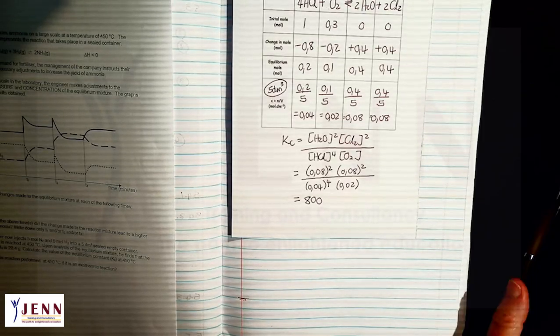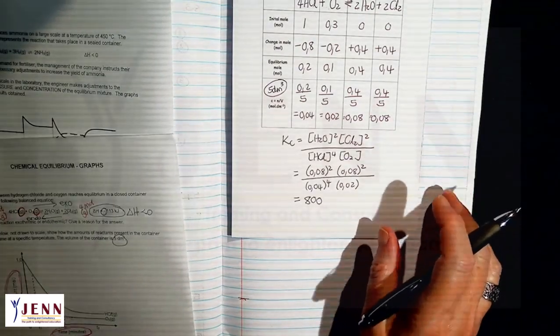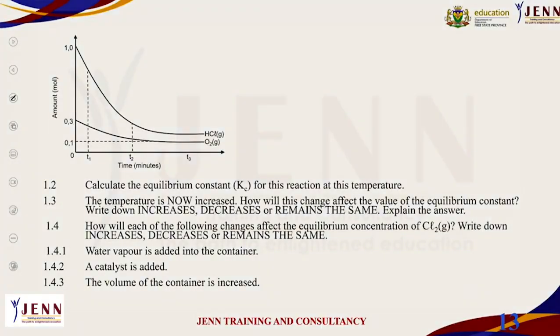Okay, boys and girls, now let's look at the rest of the question. So that was Casey. Okay, that was your table. 1.3. The temperature is now increased. So that means I've reached equilibrium at first and now I make a disturbance. The temperature is now increased. How will this affect the value of the equilibrium constant? Write down increase, decrease, or remain the same. Explain your answer. Okay, at this stage, I don't know.